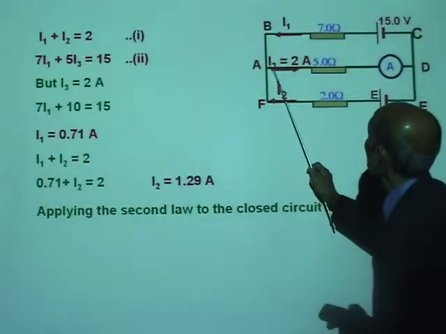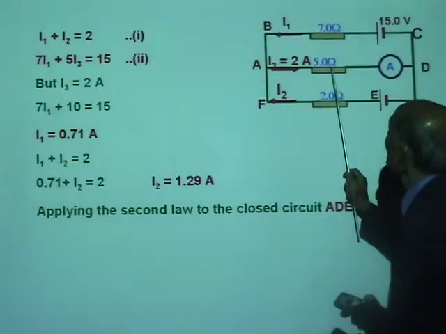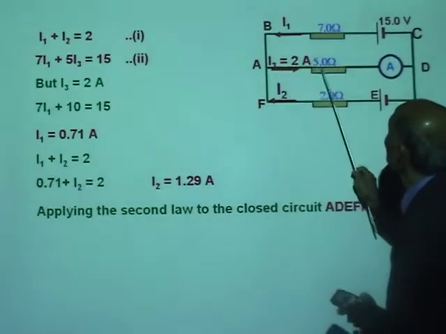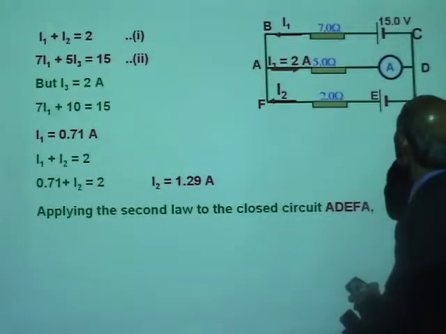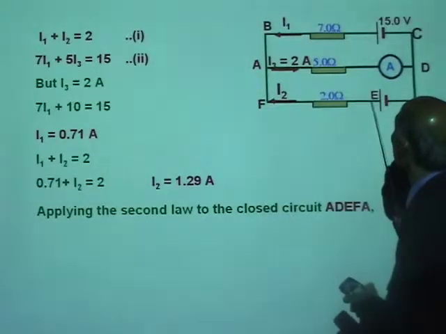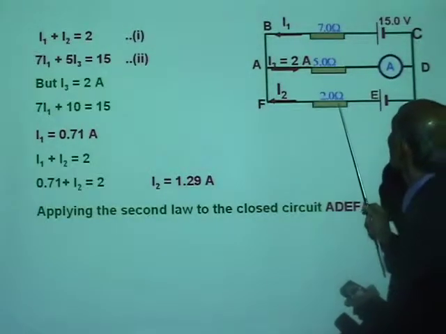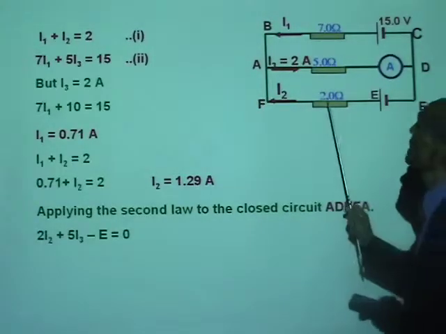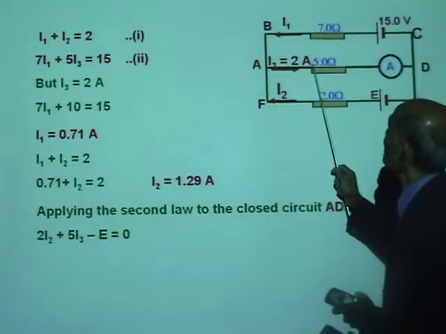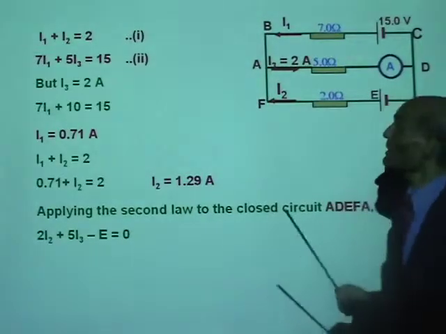ADEFA. The direction of the loop is the same as the direction of I3. The potential drop across the 5 ohm will be positive 5I3. Alright, now look at where the loop is going to come. In which direction is the loop going to be traced through the cell? From negative to positive. That means the potential drop across the cell now is negative E. And the potential drop across the 2 ohm will be 2I2. There you got 2I2 plus 5I3 minus E equal to 0 is the equation you get there.